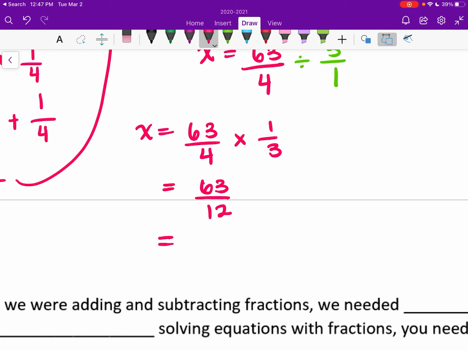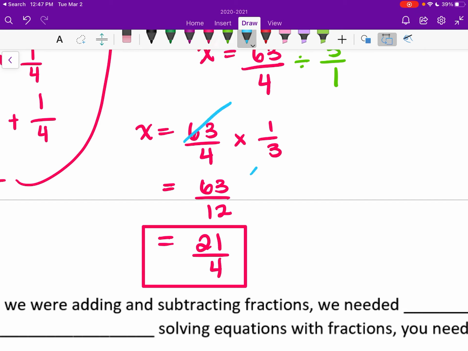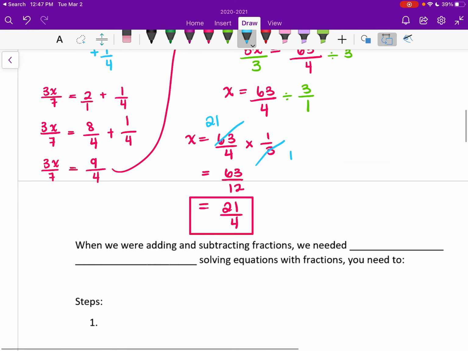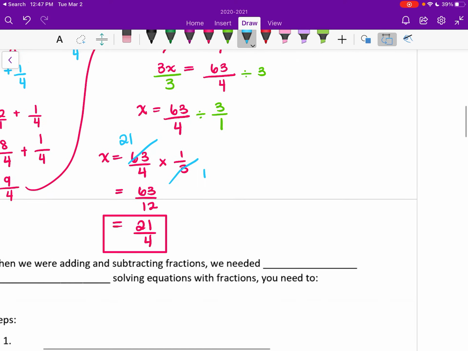And if I divide both of these by 3, I'm left with 21 over 4. Right? You could have also just done this: 63 divided by 3. I know 63 divided by 3 is 21. I know 3 divided by 3 is 1. So 1, and 4 times 1 would have been 4. Okay? All right, and that's my answer. So I know my answer is 21 over 4.